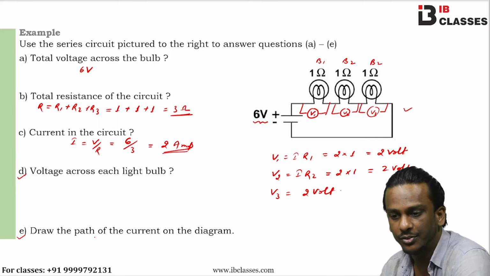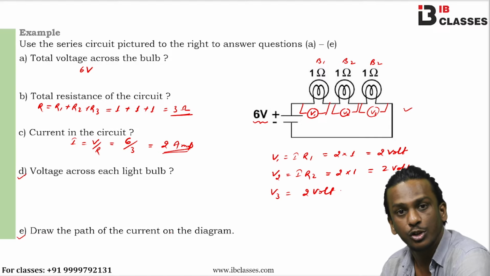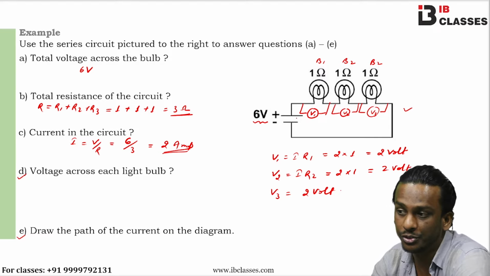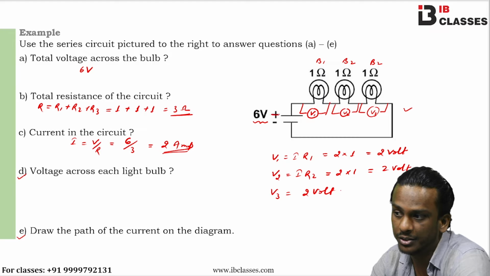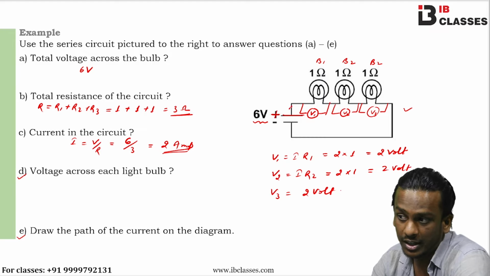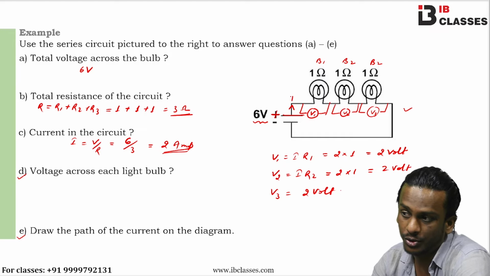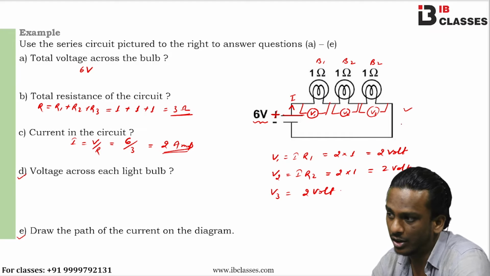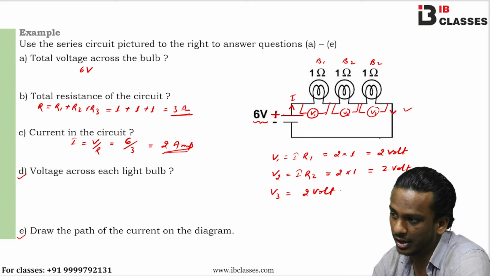And now the last one is to draw the path of the current on the diagram. You must remember that electric current always starts to flow from the positive terminal of the battery. This one is the positive terminal of the battery, you can see here. So that's why electric current will start to flow from this end of the battery, and it will flow like this.